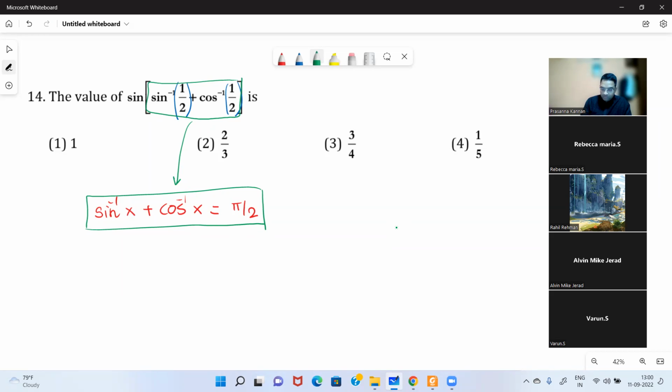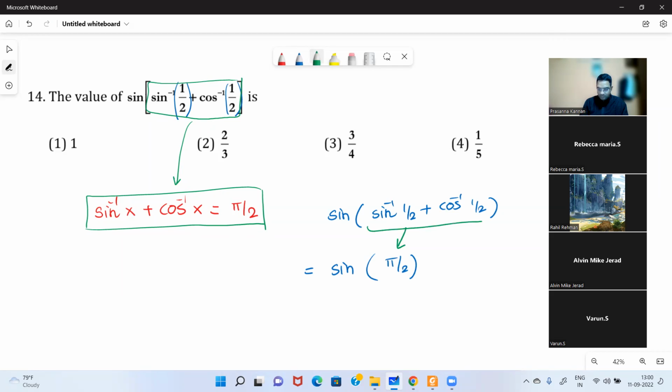So sine of (sine inverse of half plus cos inverse of half) is nothing but sine of, what is it? Pi by 2. What is sine pi by 2? Sine 90 degrees. 1. Therefore, the right answer is the first option. Is it clear? Yes, sir. Yes, just take it down.